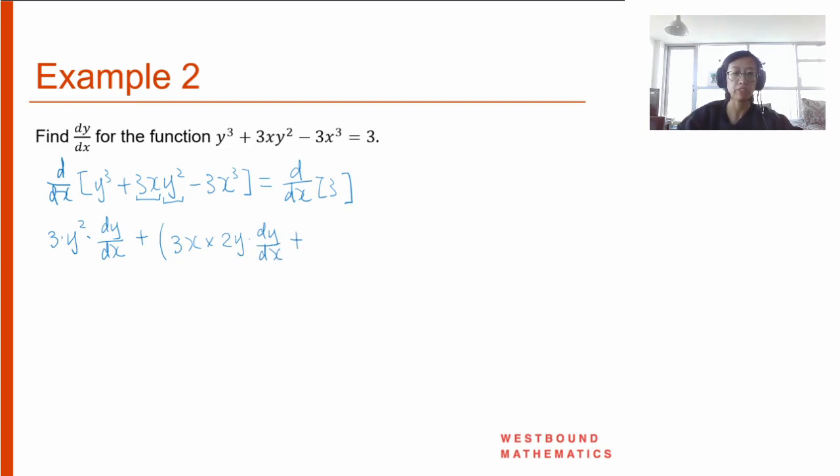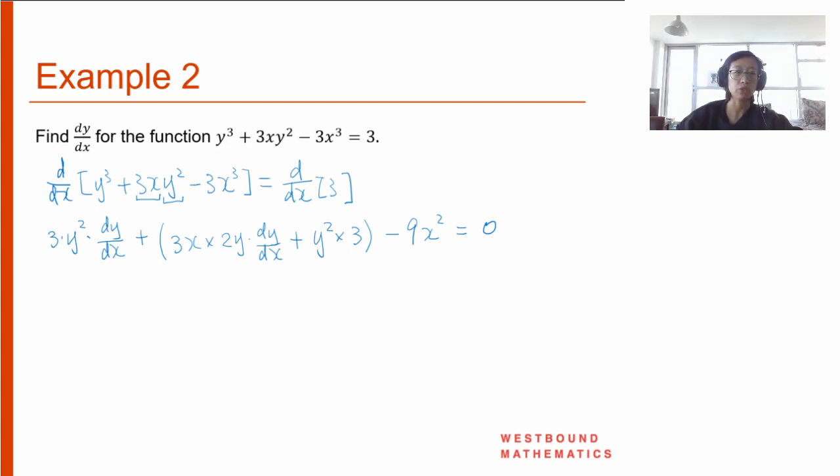And now the second half of my product rule, I copy down the second function, which is y squared, and times it by the derivative of the first function, which is equal to 3. And lastly, the derivative of 3x cubed is just equal to 9x squared. The right-hand side of the function is the derivative of a constant, and we know that is 0, because a constant does not move with respect to x at all. It is always 3.